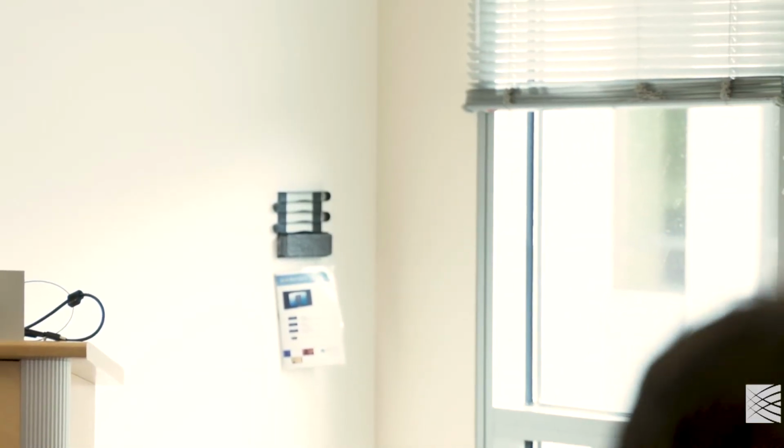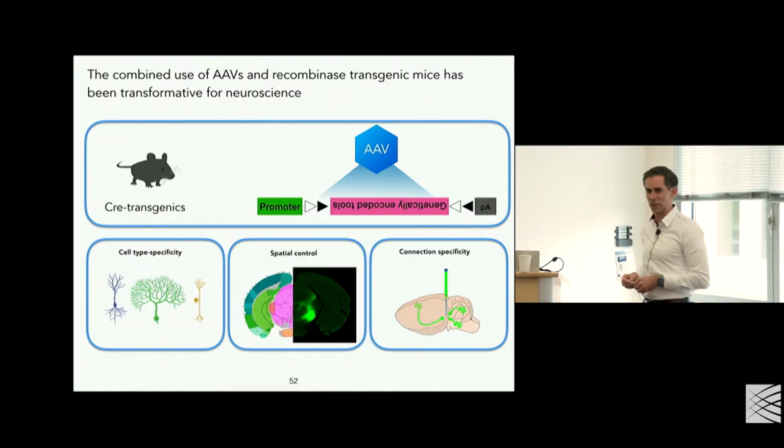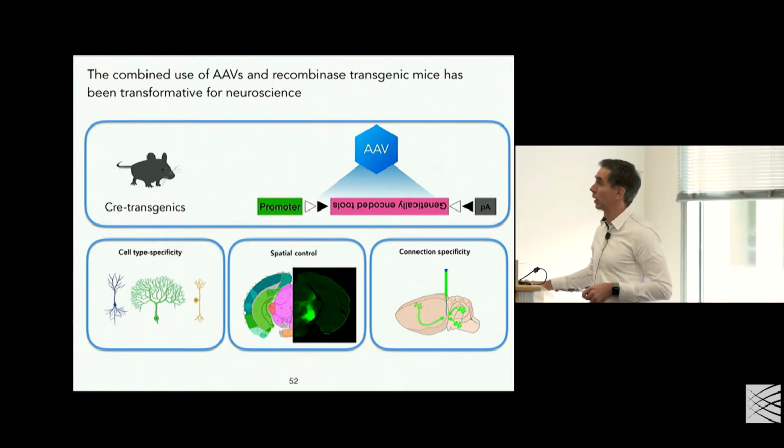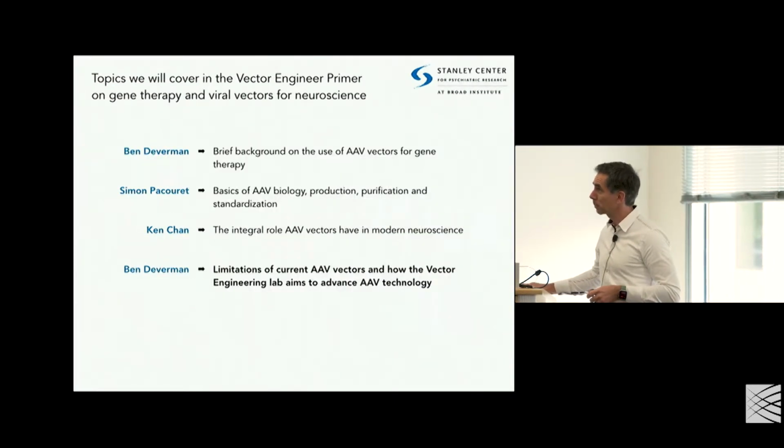All right, thank you, Ken. So Ken has now shown you all the cool things that you can do with AAVs, and I have to tell you all the limitations of the AAVs and why this is more difficult to apply to the animal models and cellular models that the Stanley Center is supporting and interested in developing.